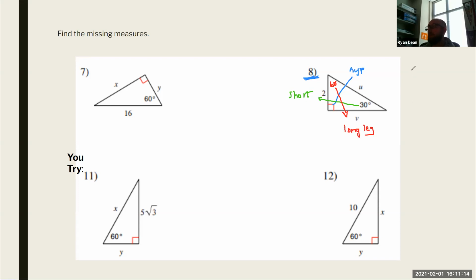What I'm going to do next is write the formulas for each one of these, and then we will be right back.